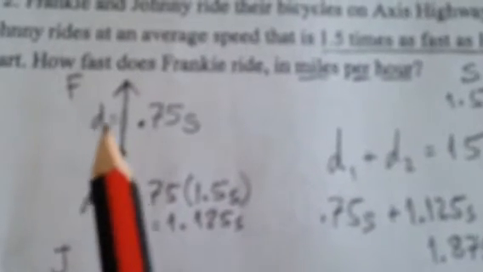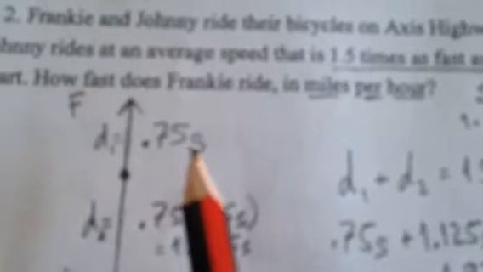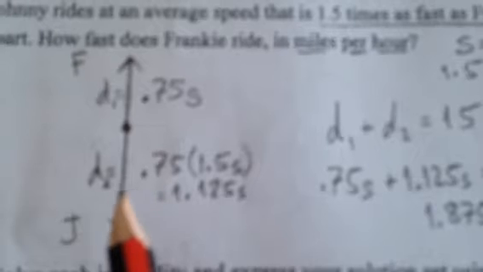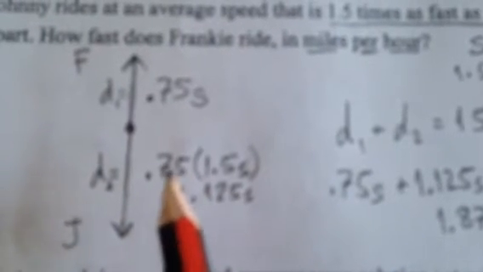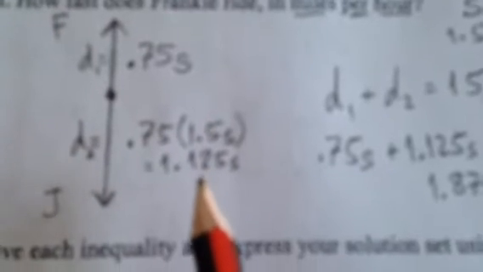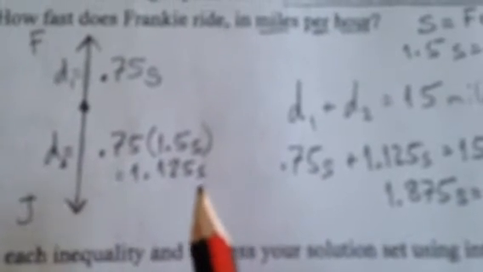Well, the distance equals the rate times the time. So Frankie's distance is 0.75 times s, 3/4 of an hour, that's the time, times s, her speed, actually. I'm not sure if Frankie's a boy or a girl, but anyway. And then the same kind of equation for Johnny's distance, which is, there's your time and there's your rate. It works out to 1.125 times s.